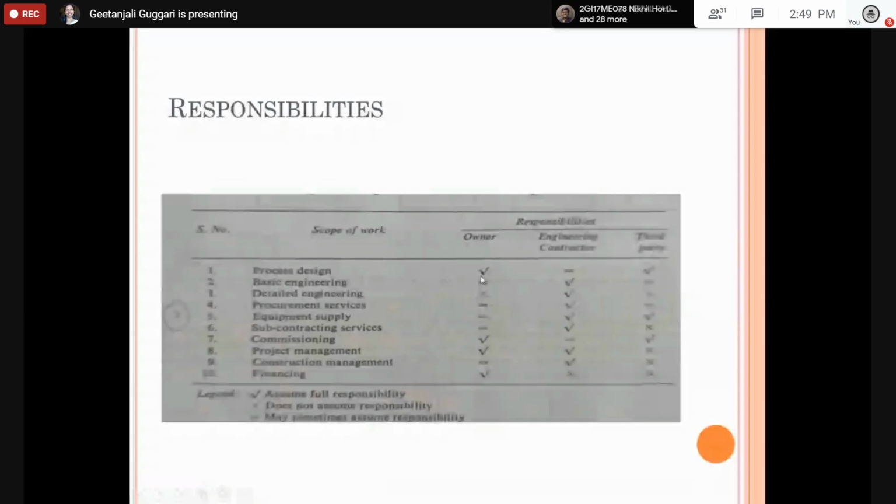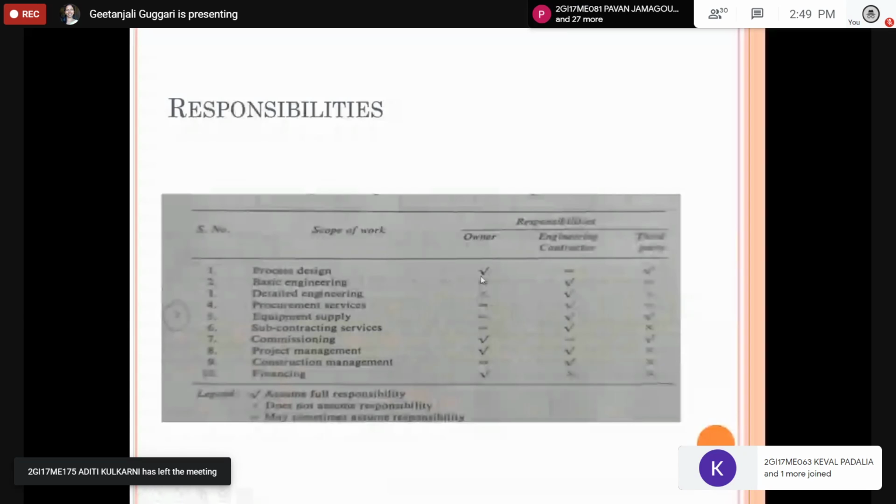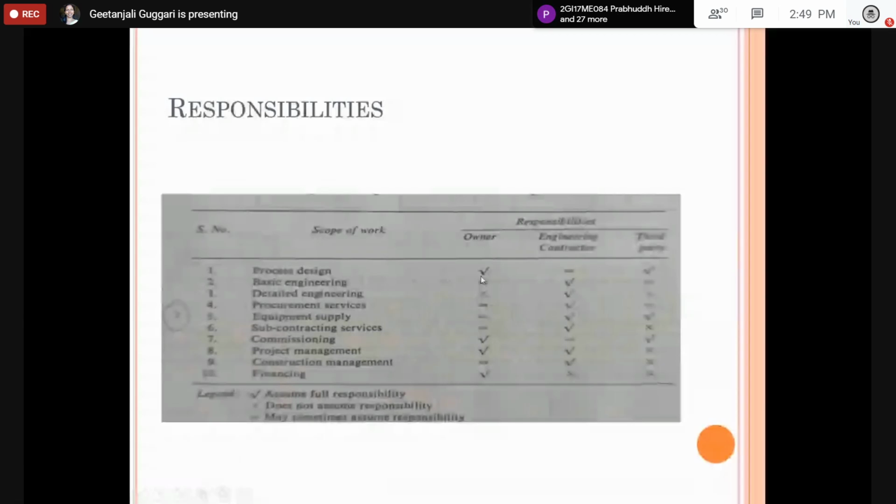So next one is detailed engineering. The owner is at least not at all involved in detailed engineering because he was there in the process design and this thing. So here the engineering contractor plays a major role because he is a contractor. He has to give the subsections of the detailed engineering design and all. Then the third party is not at all involved in detailed engineering. The major responsibility of detailed engineering lies with the engineering contractor itself.